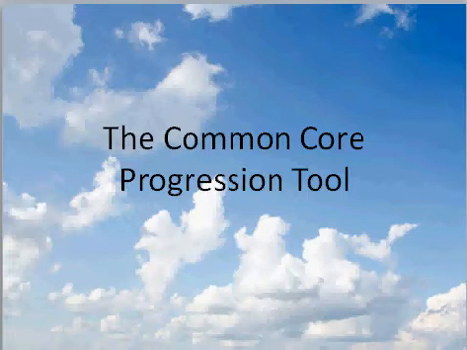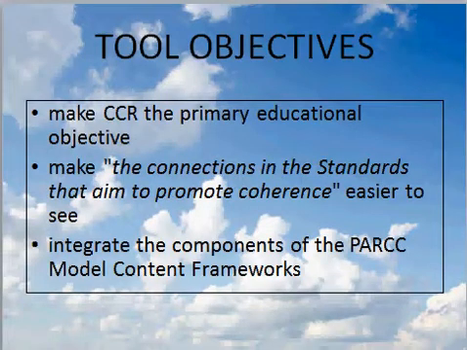This is a quick design explanation of the Common Core progression tool. First and foremost, the objectives of the tool are just to make college and career readiness the primary objective. Also to make the connections of the standards that aim to promote coherence easier to see, because as Zimba says, as long as the entire system factors by individual standards, the coherence of the standards as a whole will be hard to leverage for gains.